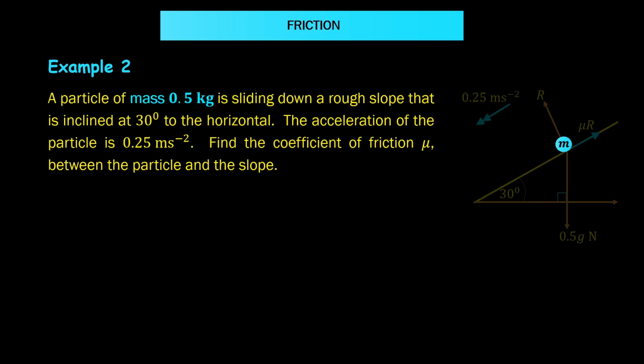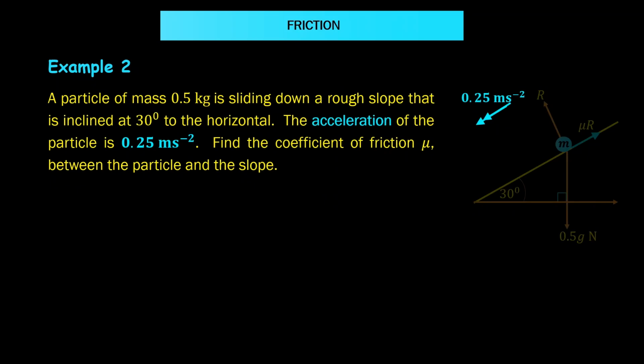So let's solve this. We have our mass, which is 0.5 kilograms. Our slope is inclined at 30 degrees. The acceleration down the slope is 0.25 meters per second squared. And we're required to find the coefficient of friction, mu.